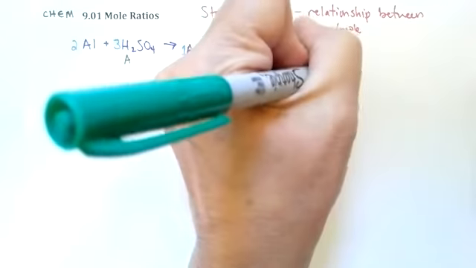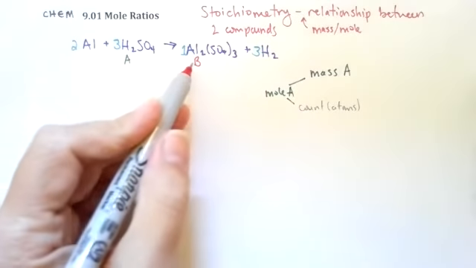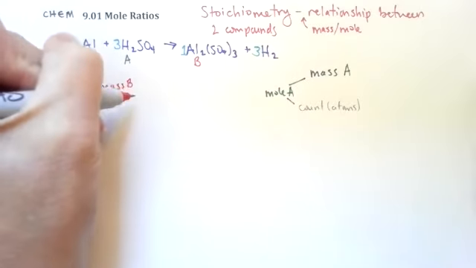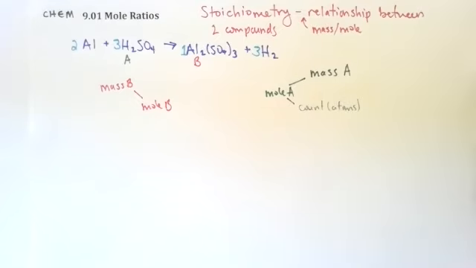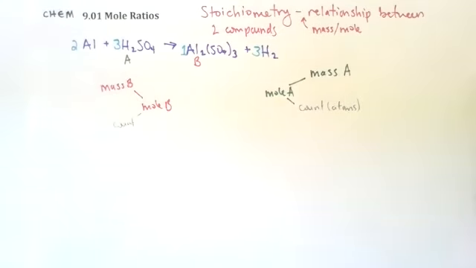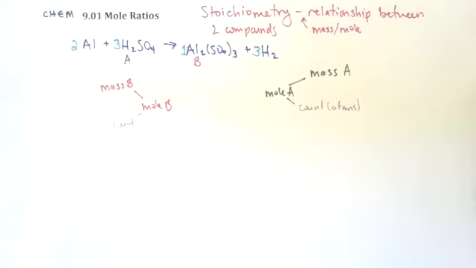Well, let's say this is the mass of A, and let's say this is the moles of A, which is sulfuric acid. Over here, I have mass mole conversions, and so here I have the mass of B, and I have the moles of B, and I could put in count if I wanted to. But like I said, we're going to ignore that. Well, it turns out there's another conversion factor that I can use to connect these two. And that new conversion factor is called a mole ratio.